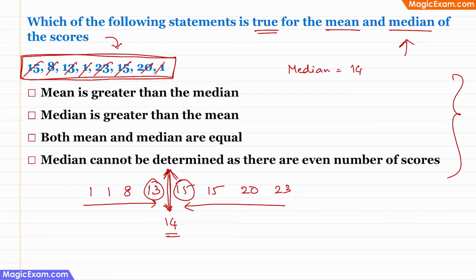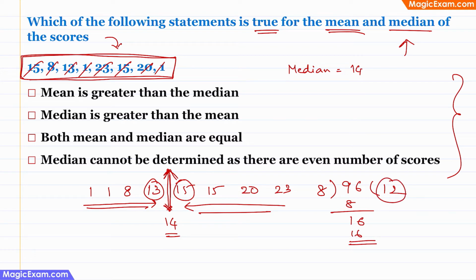Now let us calculate the mean. Mean is nothing but the average. So if we add all of these numbers, right, then we will get 96. So 96 divided by 8, because we have 8 numbers here, right? So divided by 8. 8 ones are 8, 1, 6, 8 twos are 16. So which means that the mean of this set of numbers is 12.